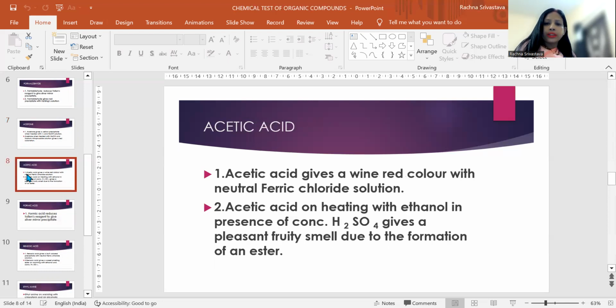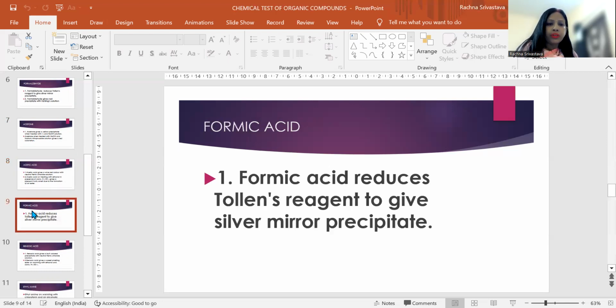Then your acetic acid gives a wine red color with neutral FeCl3 solution. The other one is the esterification reaction. Acetic acid on heating with ethanol in presence of conc H2SO4 gives a pleasant fruity smell due to the formation of an ester. Formic acid reduces Tollens reagent to give silver mirror PPT. This is the only carboxylic acid which shows a positive response to Tollens reagent.